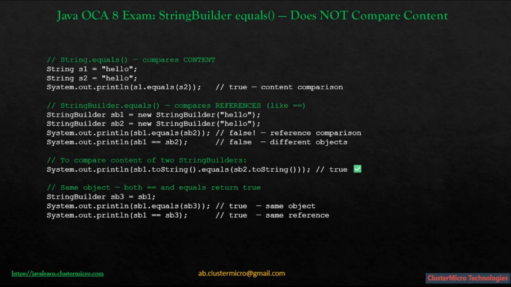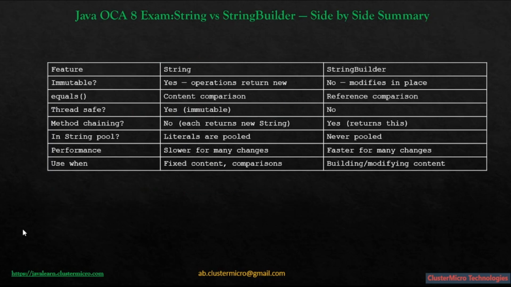Okay, so the String versus StringBuilder side by side summary. The table that you are seeing there brings everything together. Let's go through each row and make sure the reasoning is clear, not just the answer but why. Immutable: String, yes, immutable, every operation returns a new object, the original is never touched. StringBuilder, no, every operation modifies the same object in place, that is the entire reason it exists. And then equals: String overrides equals to compare content character by character.